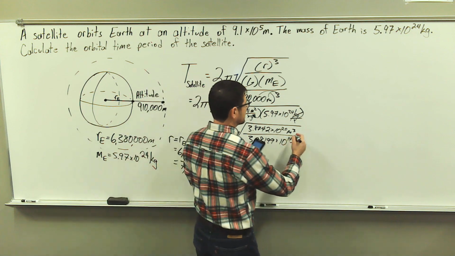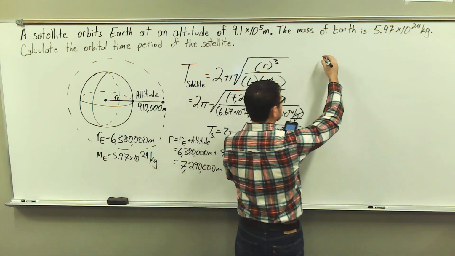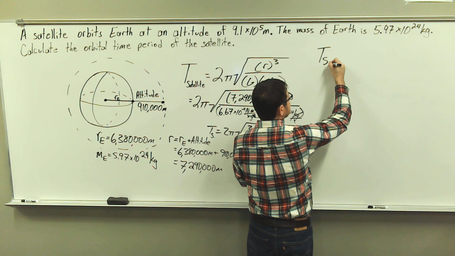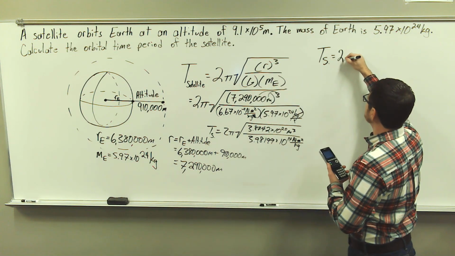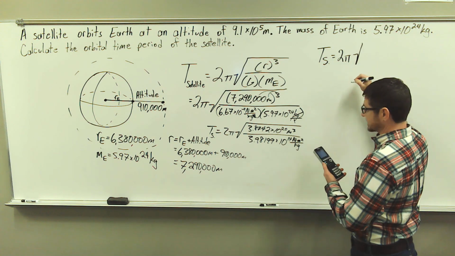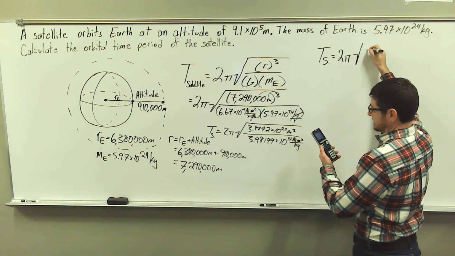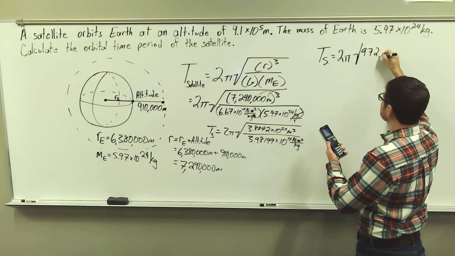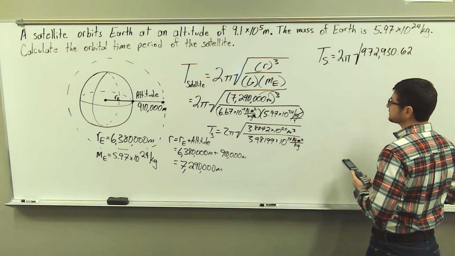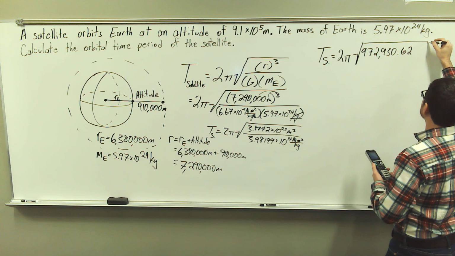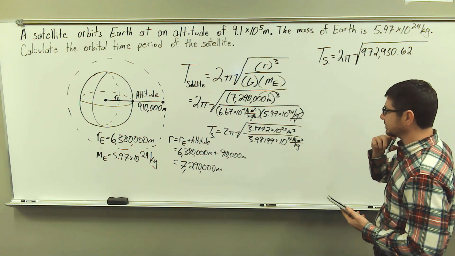Okay, so what we have here, I'm going to continue on up here. Orbital time period of our satellite is equal to 2 pi times the square root of 972,930.62. Now we need to take a look at the units here.